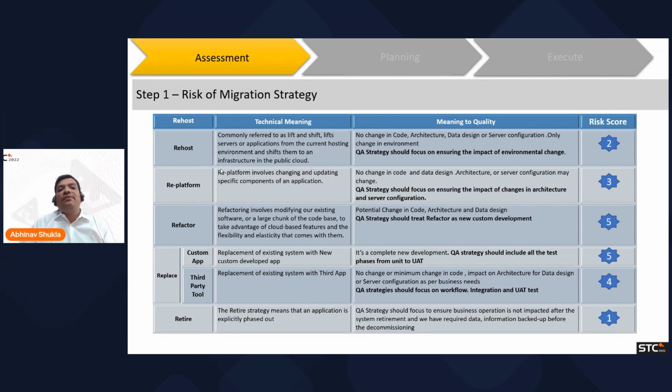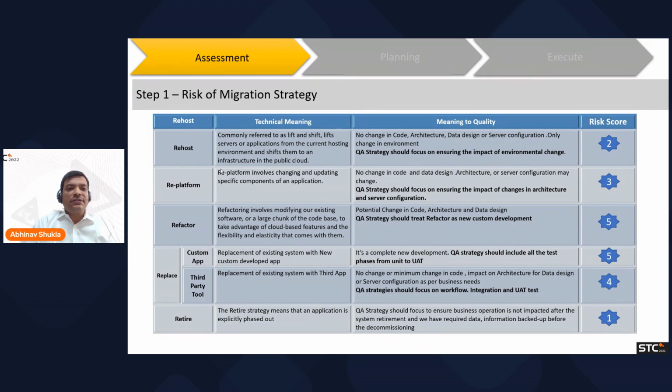The first thing we have done for the assessment is that we have defined the risk migration strategy. What this means is that we have different kinds of cloud migration strategy: rehost, replatform, refactor, replace, and retire. So what exactly does this strategy mean to QA, and how is it going to impact QA?